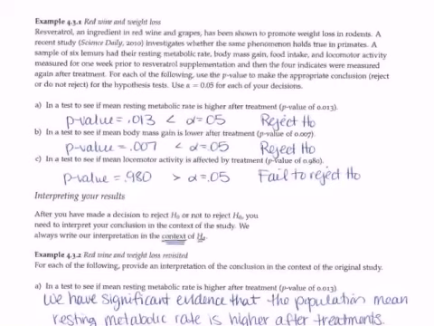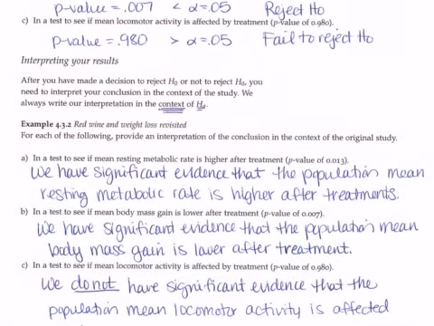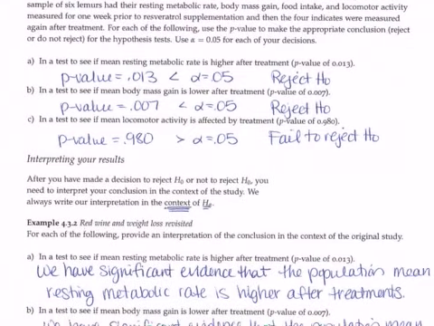This is in a test to see if the mean metabolic rate is higher after treatment. When we reject the null, if you think back to the previous page, that means I'm crossing off the null and I do have evidence of the alternative. So in part A, we would say that we have significant evidence of HA, and what HA was saying was that the population mean resting metabolic rate is higher after the treatment. If you're confused about what wording to use, a good suggestion is to look at what question you asked. We're trying to see if mean resting metabolic rate is higher after treatment, and yes, we have evidence that that is true.